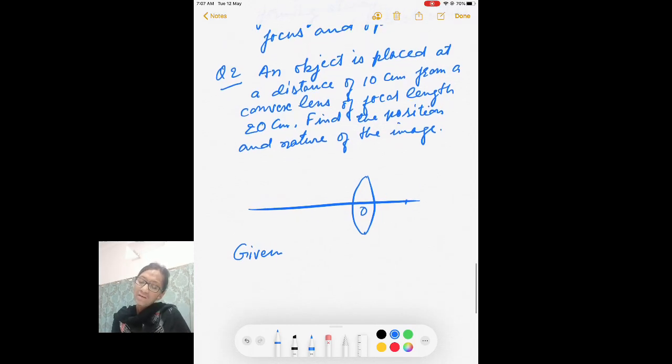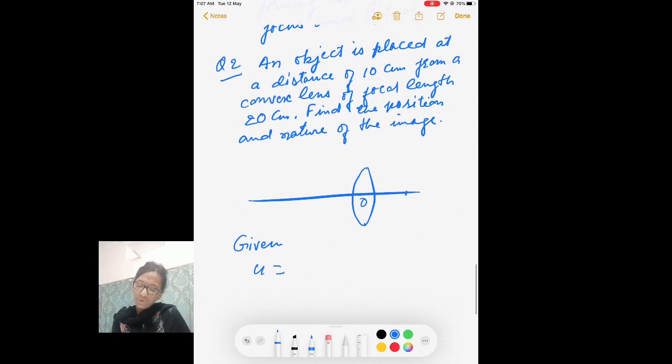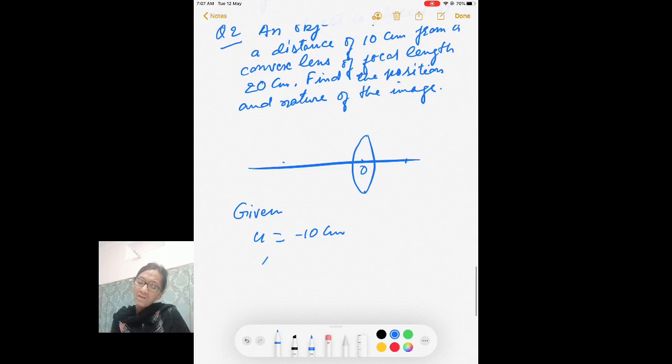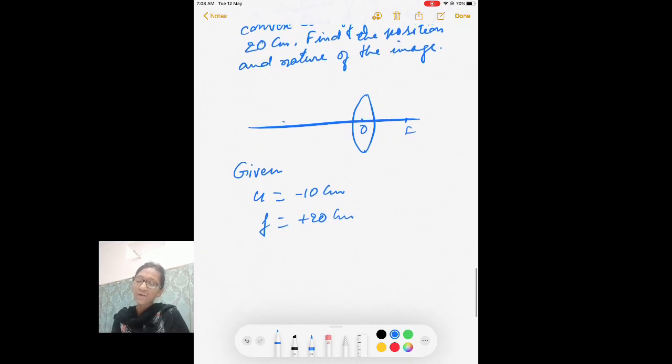Given: u is given, you should take always negative, so it is equal to minus 10 centimeter. Focal length f, for a convex lens it is positive, so f is equal to plus 20 centimeter. And these things are given and you have to find position of image. So find v, and for nature you will be finding magnification. So let me see.